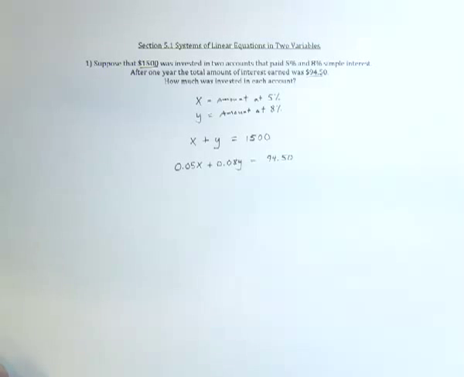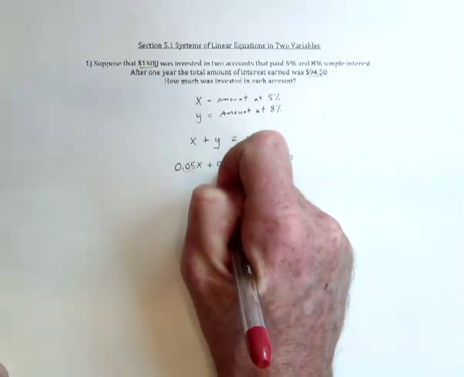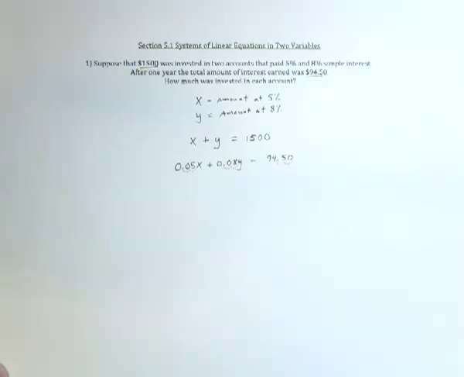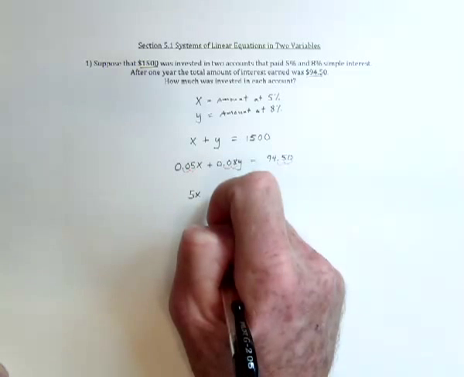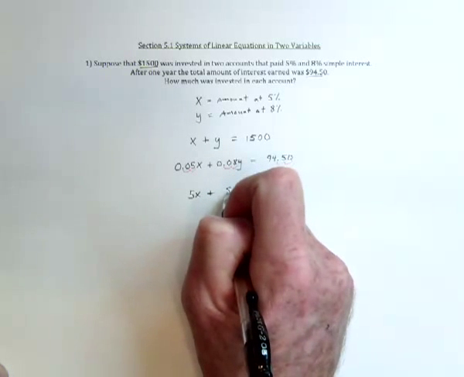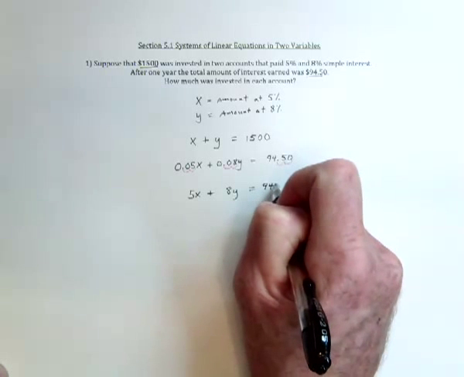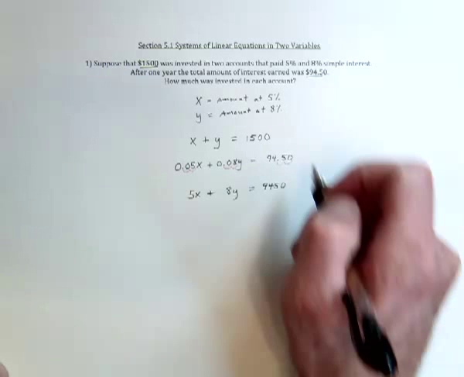Now we need to do the algebra to solve for X and Y. One thing I could do is multiply the bottom equation by 100. That would move the decimal places over by 2. So then the bottom equation would become 5x plus 8y equals 9450. And then I think I'll solve this by the substitution method.